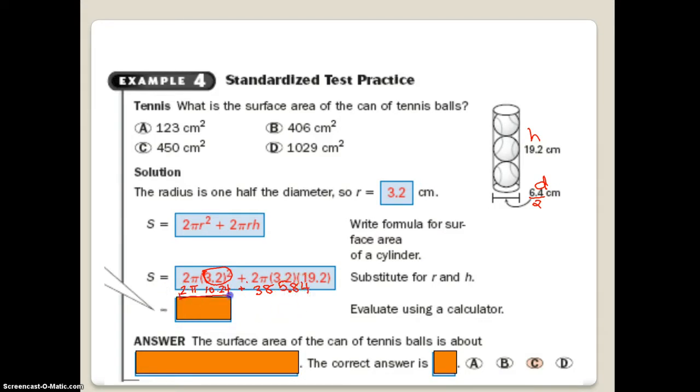Now multiply this side, 2 times pi times 10.24. Again, I'm just using 3.14. This side, I'm going to bring it down here, is 64.31. Add these two together. You get approximately, because it's a cylinder, it's a circle, you get approximately 450.38.